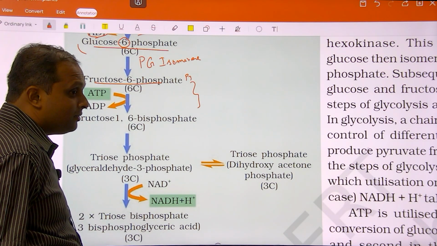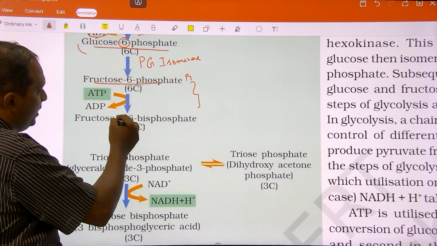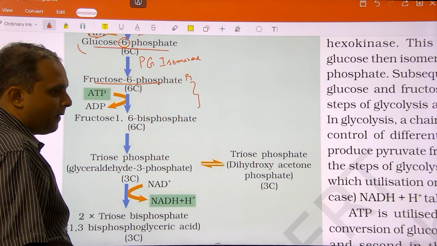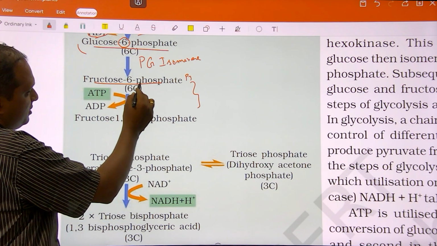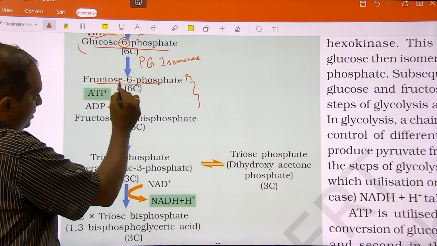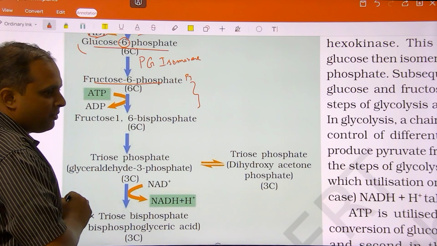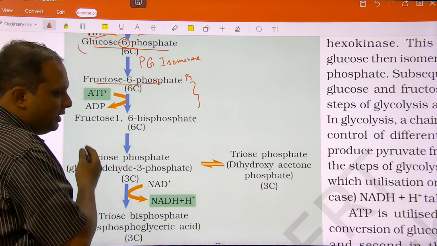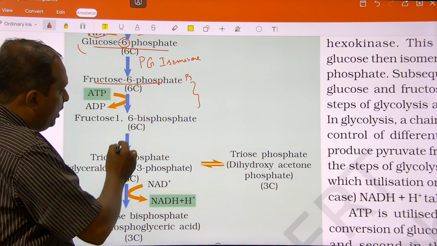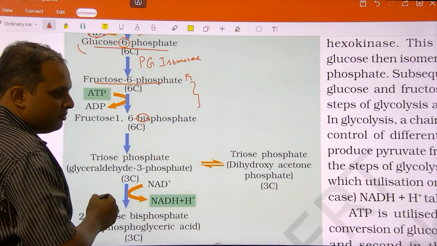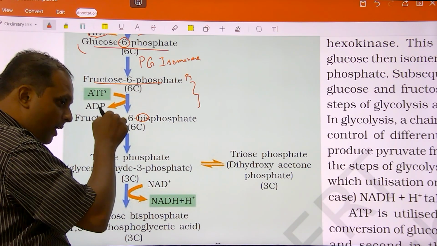At which carbon? Already there is a 6. Here there is 6, here there is 6. Think, what is extra here? What is this? Is there a 1 or not? Fructose 1,6 bisphosphate. So what do you mean with the term bis? 2. So already where the phosphate was there, now where has it got added?